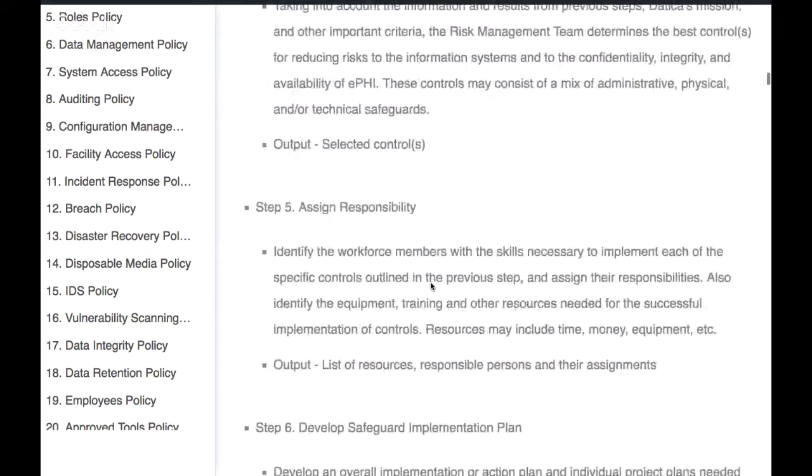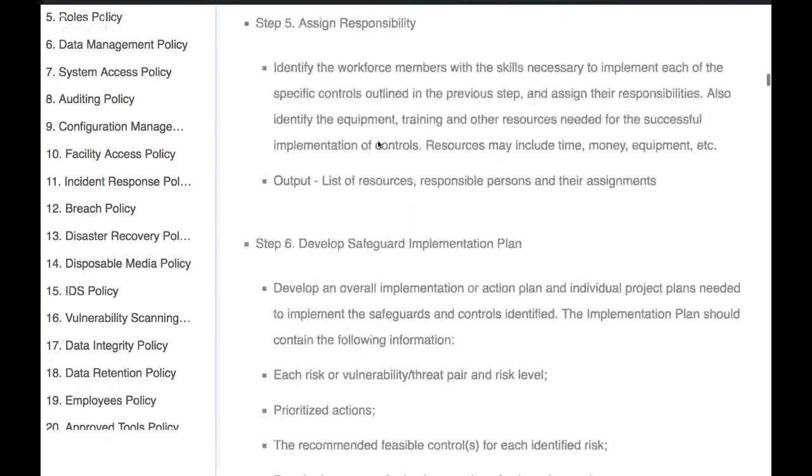Step 5, assign responsibility. Identify the workforce members with the skills necessary to implement each of the specific controls outlined in the previous step. Also identify the equipment, training, and other resources needed for the successful implementation of controls. Resources may include time, money, equipment, etc. Output is a list of resources, responsible persons and their assignments.